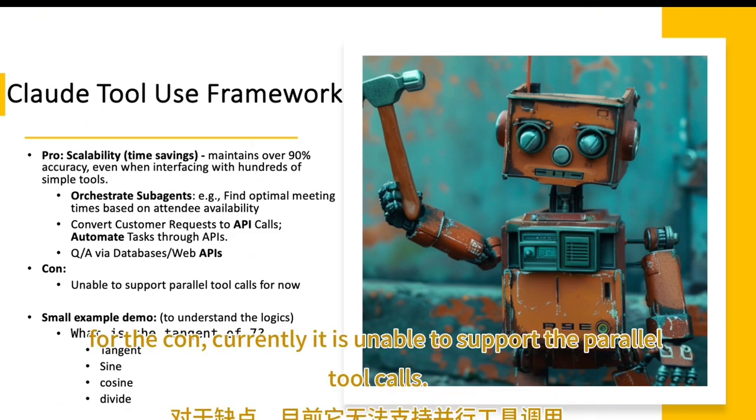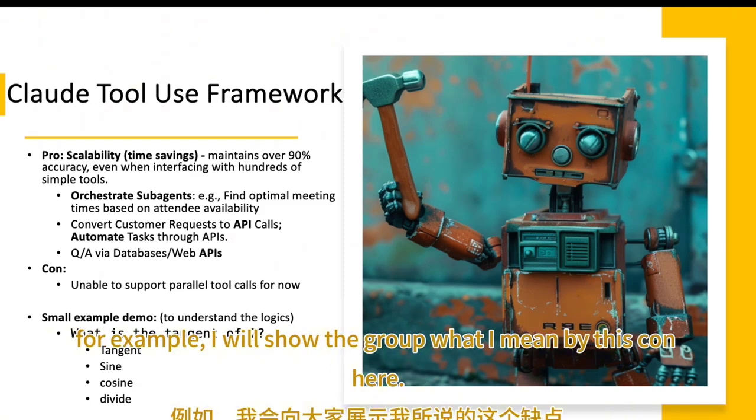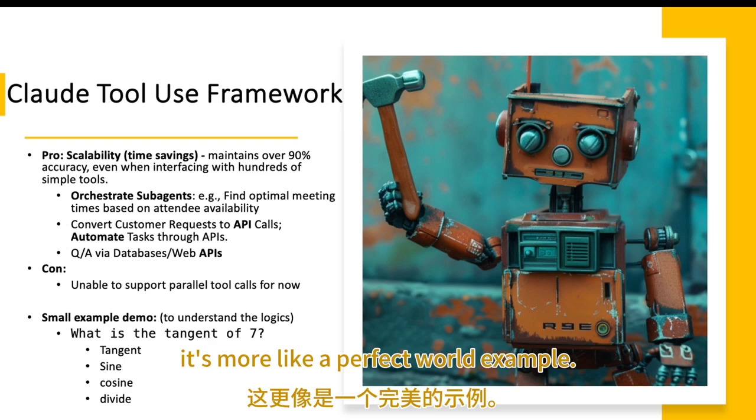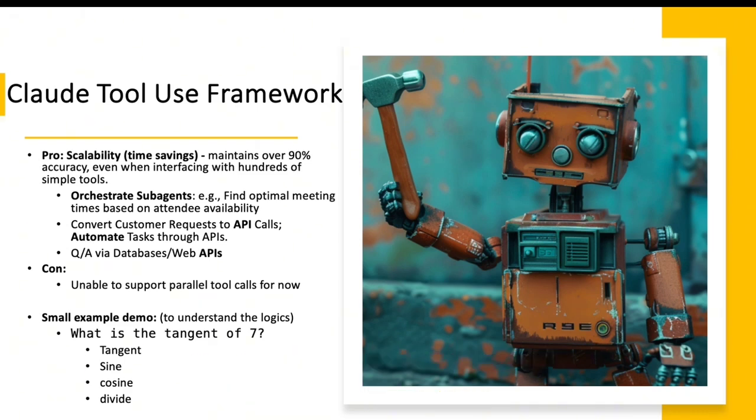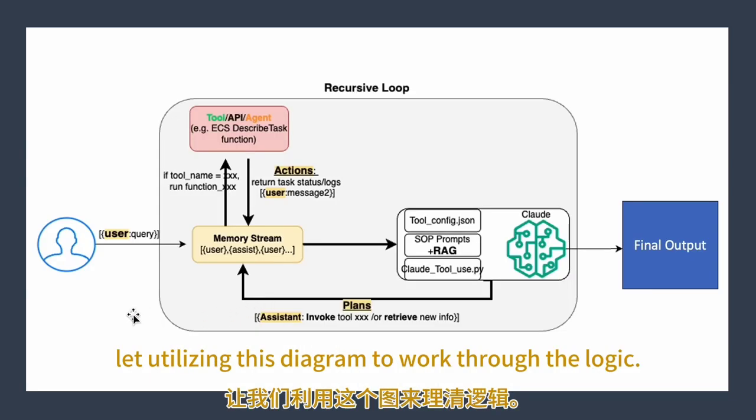For the core, currently it is unable to support parallel tool calls for now. Small example demo, I will show the group what I mean by this here. And it's more like a perfect world example. So in here, we're assuming he has access to four functions. So let's utilize this diagram to walk through the logic.